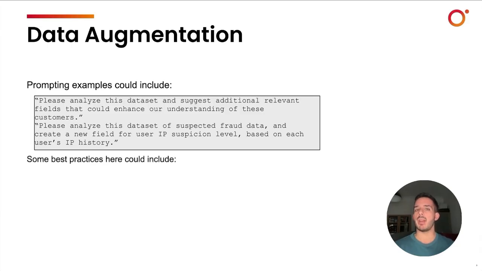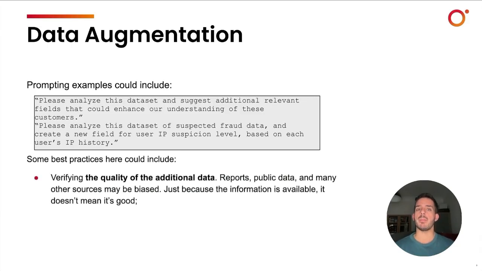And as usual, we also have a couple of best practices here. Well, one of them is to verify the quality of the additional data, because look, reports, public data, and many other data sources may be biased, or they may have incorrect information, or they may just be plain wrong in certain aspects, right? So just because the information is available, it doesn't mean that it's good. This is a general principle for dealing with data in general, right? So if you have a very high quality data set, but then you add additional information sources which are not high quality, they're not helping you. They're just diluting the quality of the data set itself. So just like you vet your data sets and they need to have high data quality, all of these additional sources also need to have high data quality, because otherwise they're doing more harm than good.